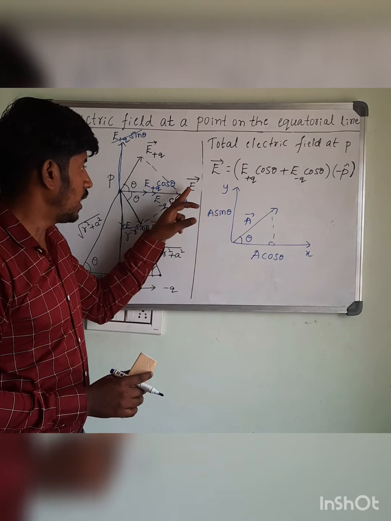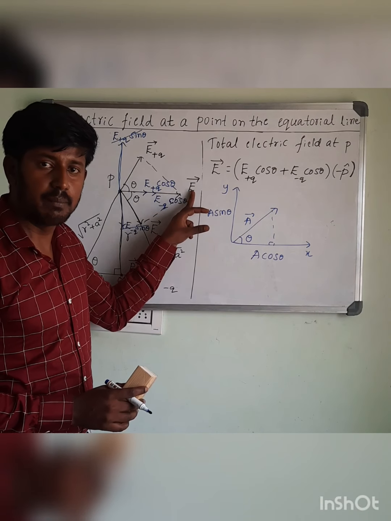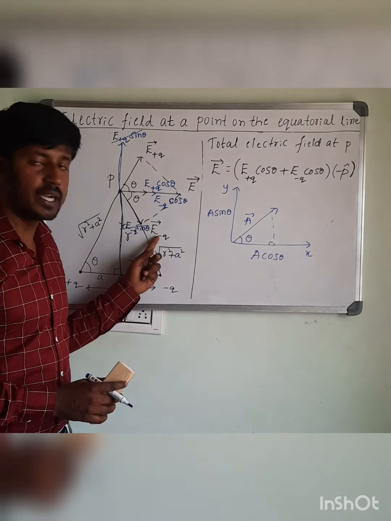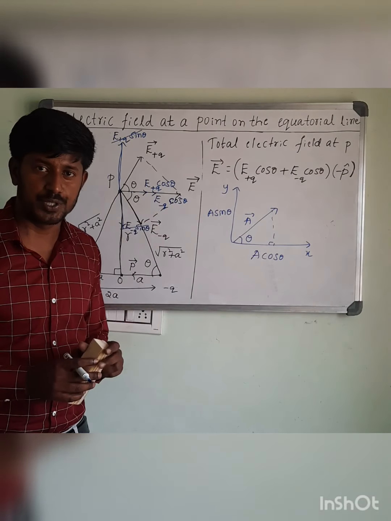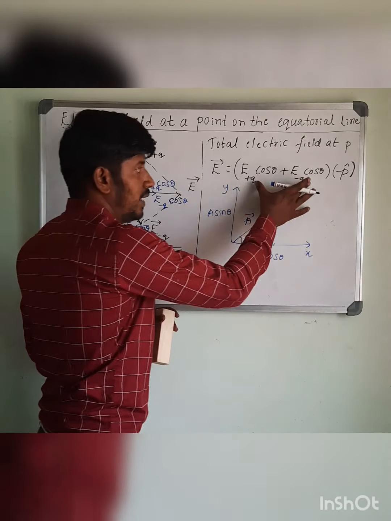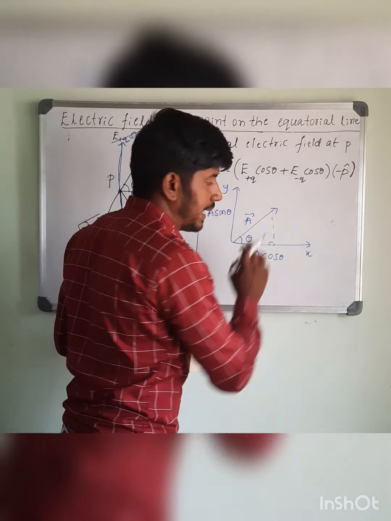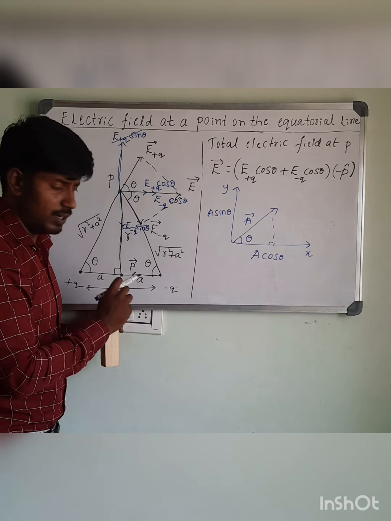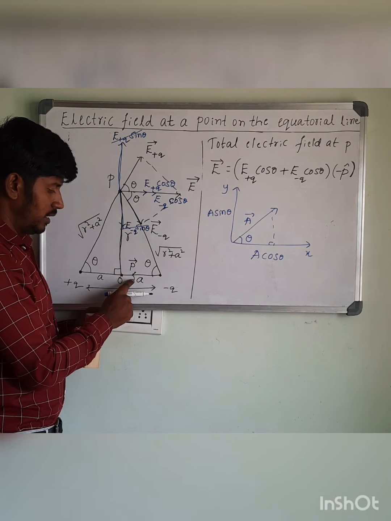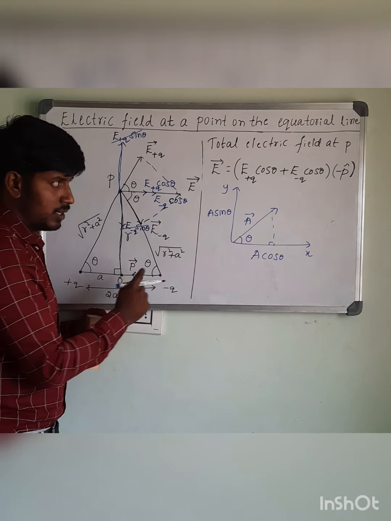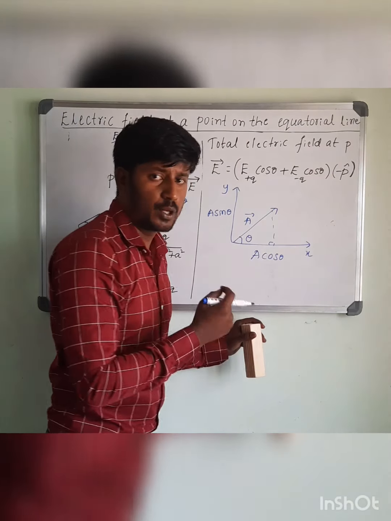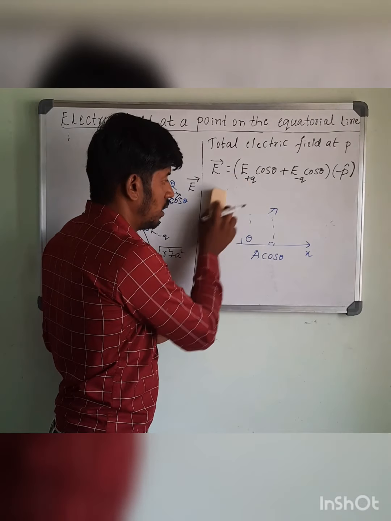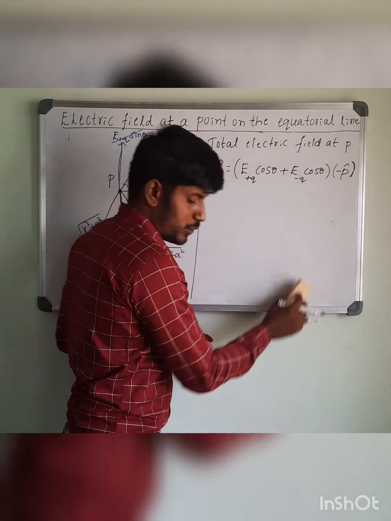Therefore, the total electric field is given by the sum of the components of E plus Q and E minus Q along this direction. So these two will add up. And why the negative sign? If you observe the direction of the total electric field and the dipole moment, these two are in opposite directions. That's why here I took minus p cap. I hope you understood this equation.